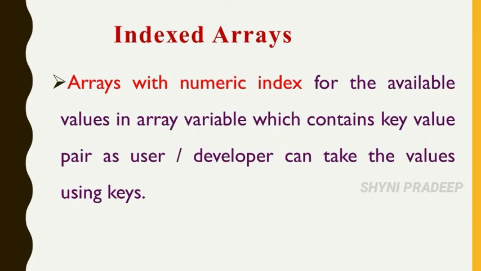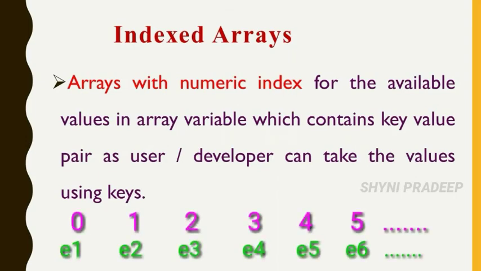Indexed means all the array values are stored in a particular position. That position is called the index. These index positions always start from 0, which means the first element is stored at the 0th index position, the second element is stored at the first index position, and the third element is stored at the second index position. So an array's index positions always start from 0, not from 1. So you can call it an array with a numeric index.